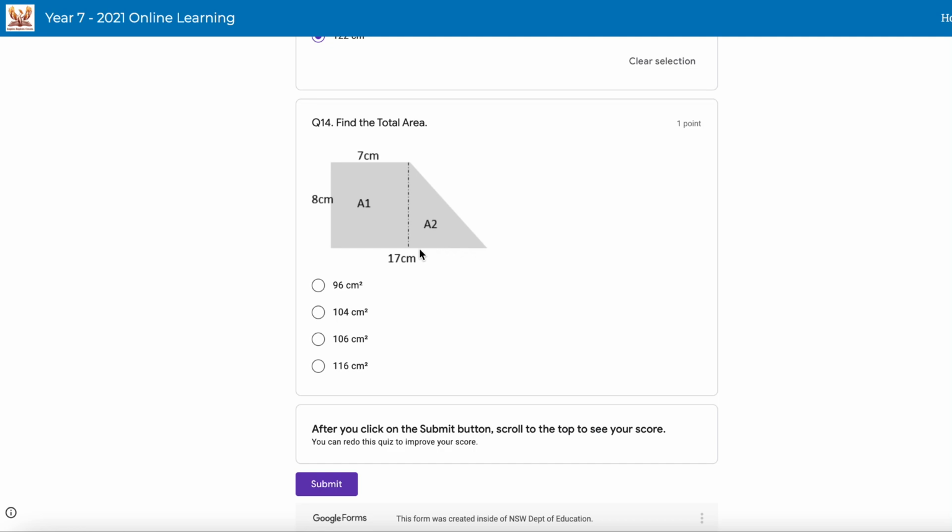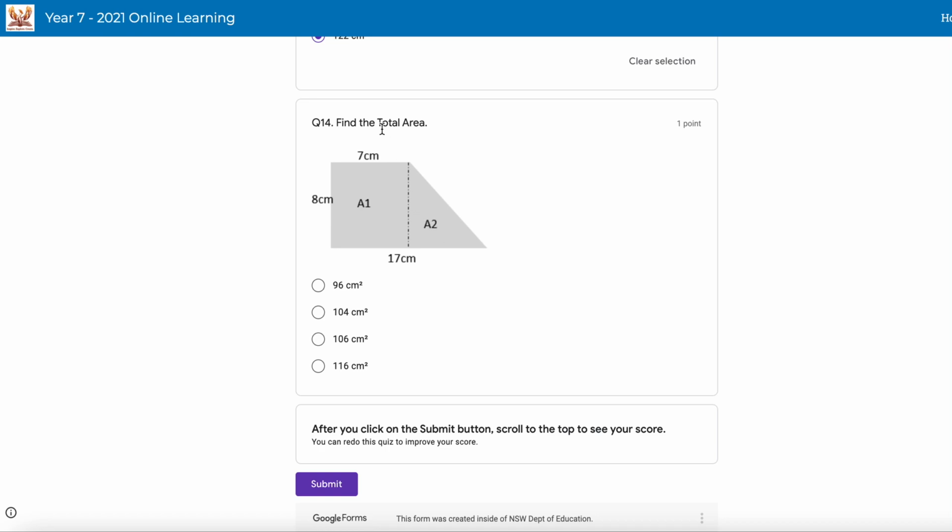Now we've worked out what our base is. We know what our height is. Our height was 8. We can just plug that into the formula for area of a triangle. So half times the base, which is 10, half times 10 times the height, which is 8. So half times 10 times 8 is 40. So we know that our area for this triangle, this A2, is 40 square centimetres.